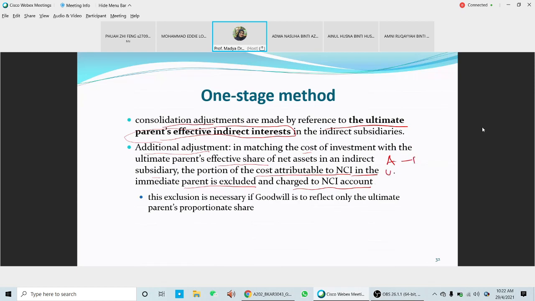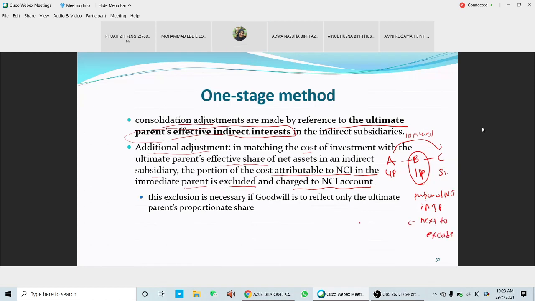So subsidiary A, the parent here, is the ultimate parent, and then you're going to have B. B is the intermediate parent, and C here is the subsidiary. Once you use the one stage method, you're going to account using indirect interest. For indirect interest, the portion of NCI in the immediate parent needs to be excluded. How are we going to exclude this?